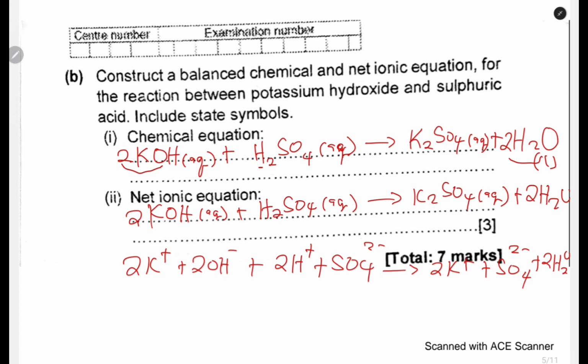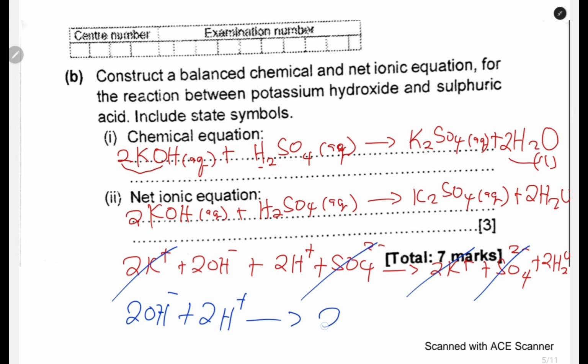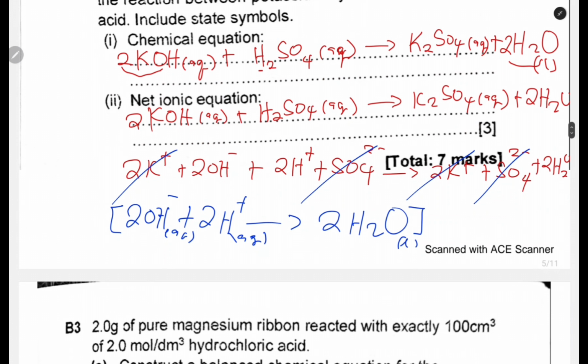So now you cancel out spectator ions. What is common? We have potassium, we have sulfate. And what remains? 2 hydroxide ion plus 2 hydrogen ion. What remains there is 2 water molecules. This is liquid, this is aqueous, this is aqueous. So that is what we needed to write here.